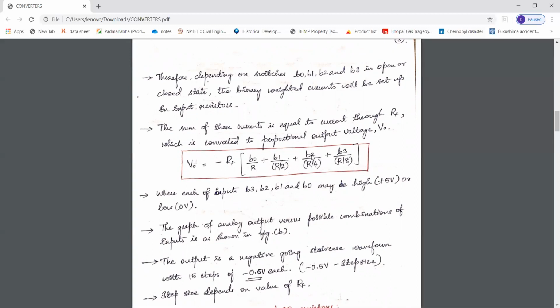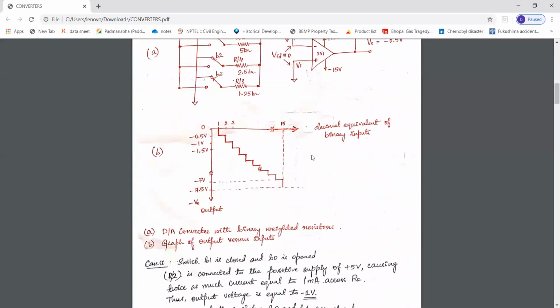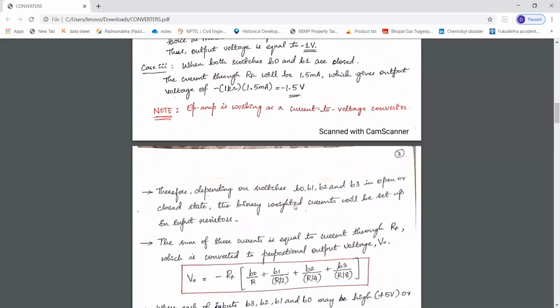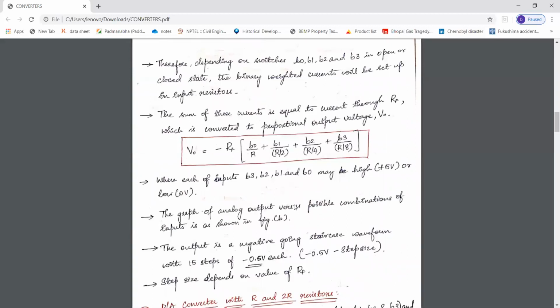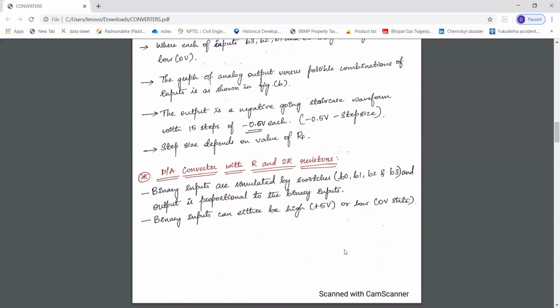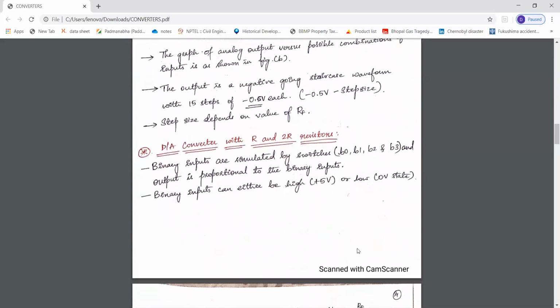Here, if B0, B1, B2 and B3 are closed, meaning the value of B0 is equal to 5; if B1 is not connected to the power supply, B0 is equal to 0. If the B1 switch is closed and connected to plus 5 volts, the value of B1 is 5 volts. If it is not connected, it is 0 volts. So these switches B0, B1, B2 and B3 can either be 0 or 5 volts. So this is about the binary weighted DAC converter.